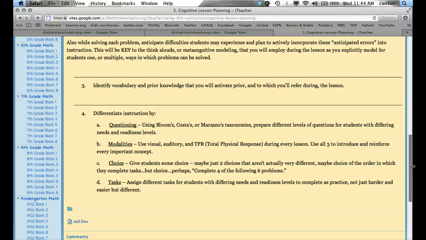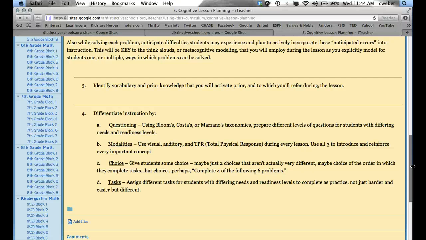One way we can differentiate, and we've just listed 4 different ideas here, is by questioning. So we might have different types of questions for different types of kids. Prerequisite questions for kids who require that type of support, and more depth and complexity when kids are ready for that. Now you might say, how do I differentiate questioning while randomly selecting kids?